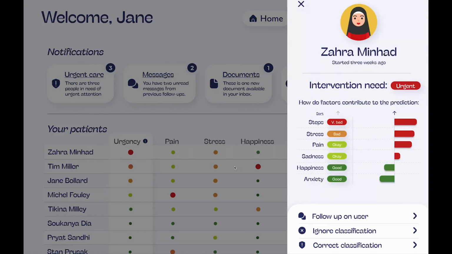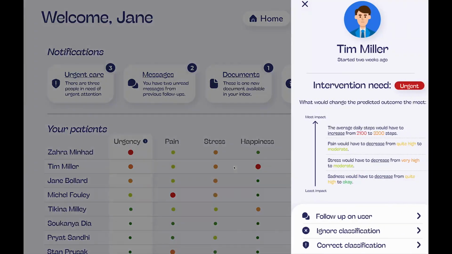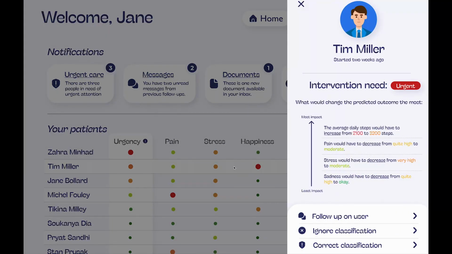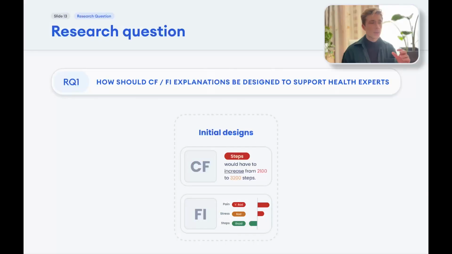We also implemented counterfactual explanations, which are able to give suggestions into how a parameter should change in order to decrease the urgency prediction. Now, we wanted to assess how useful these explanations are and how they should be adapted in order to be more useful for our health experts.